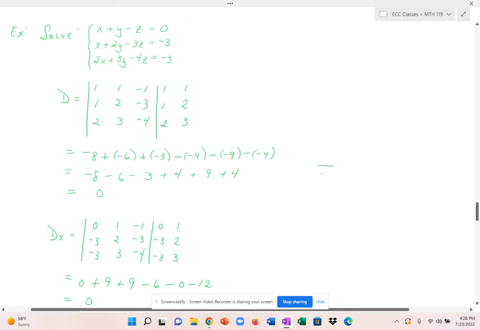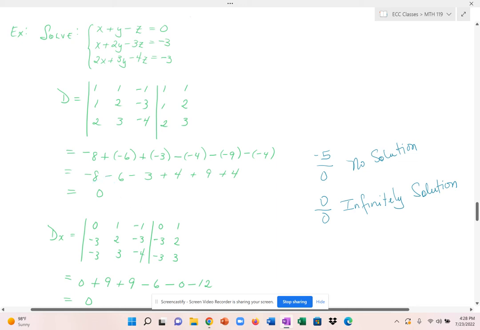If I get 0 in the denominator and a different number on top, let's say like negative 5, then this would have no solution. But if I get a 0 in the numerator and the denominator, this would mean it has infinitely many solutions. So I know that it's not an independent system because I got a 0 in the denominator, but I don't know which of these two scenarios it is until I compute the numerator part.